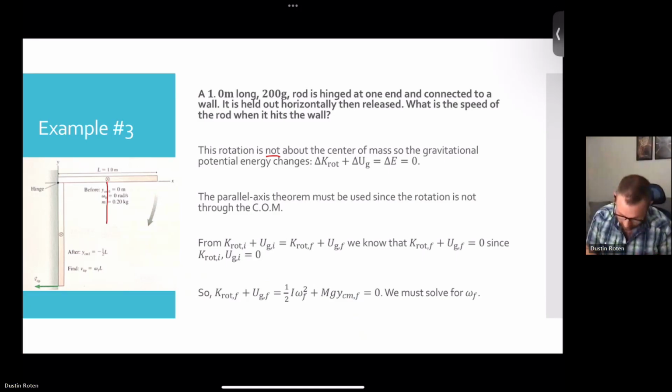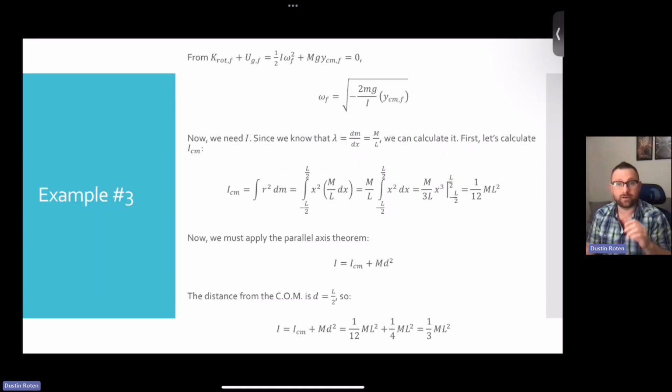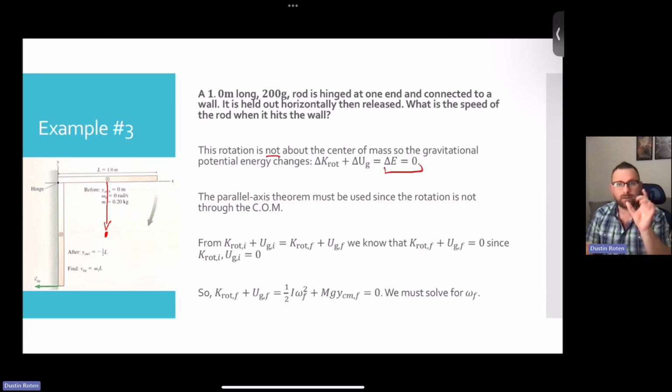The center of mass is actually dropping below the x-axis. We have a negative y value. But there's no dissipative forces, so we do know that the total energy of the system, the mechanical energy, doesn't change. Okay, well, we need to use the parallel axis theorem since the rotation is not through the center of mass. But before we actually calculate that I value, let's look at what we do know.